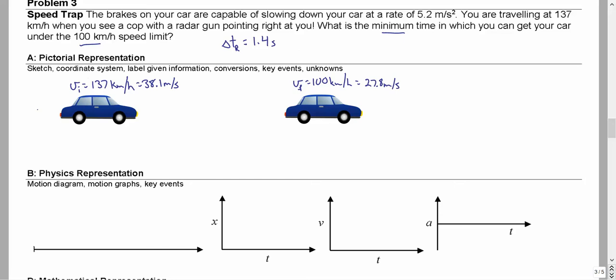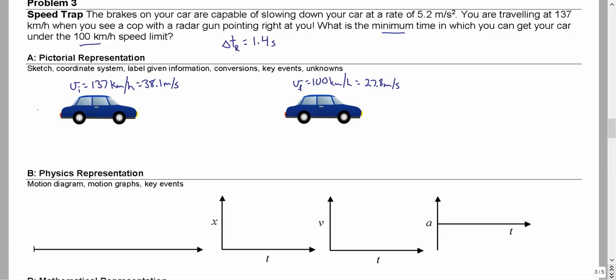So we're going to have a reaction time where we're traveling at initial velocity. We're going to be braking for a bit, and then once we get under the speed limit, I guess we can relax or continue down to be on the safe side. But the minimum is to get to 100. So we're going to look at that.